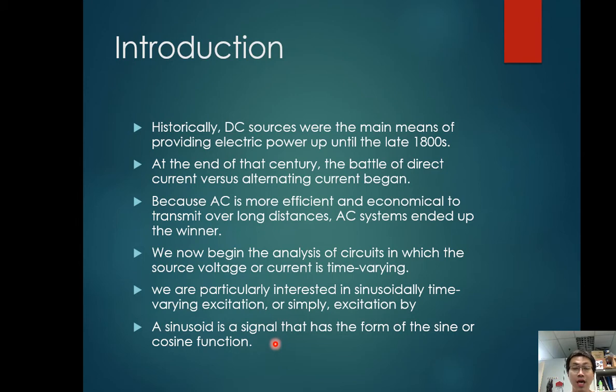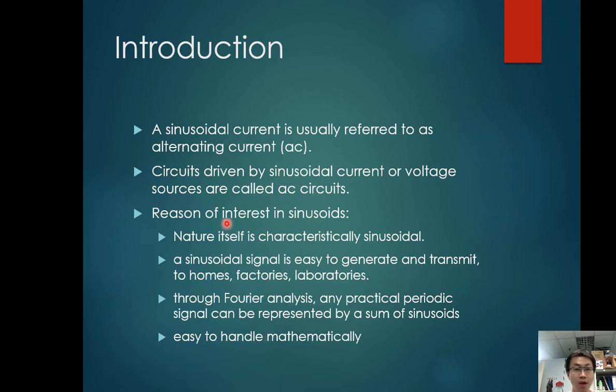A sinusoid is a signal that has the form of the sine or cosine function. A sinusoidal current is usually referred to as an alternating current. We have a positive, we have a negative. So AC. And circuits driven by sinusoidal current or voltage sources are called AC circuits. Remember in chapter 1 or 2, we had a source connected to a passive element. If this source is driven by a sinusoidal current or voltage source, then everything is called an AC circuit.